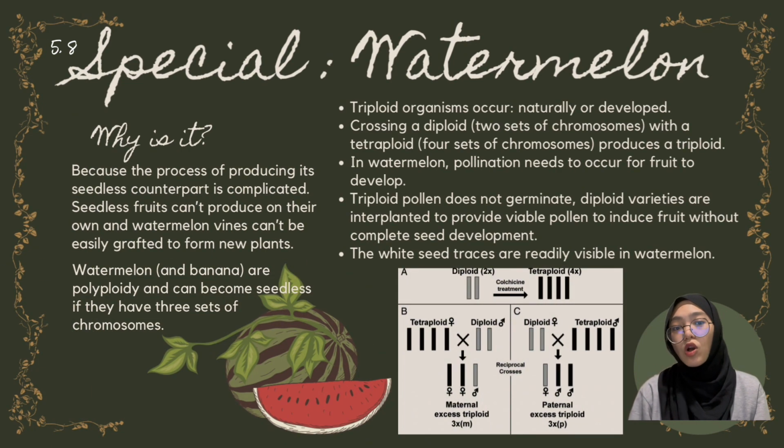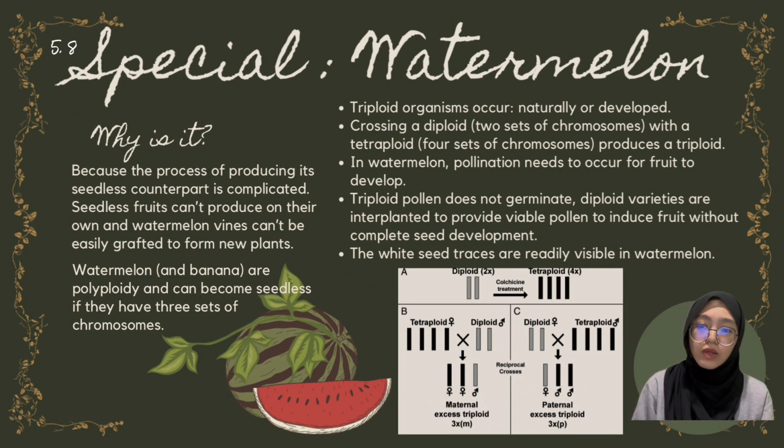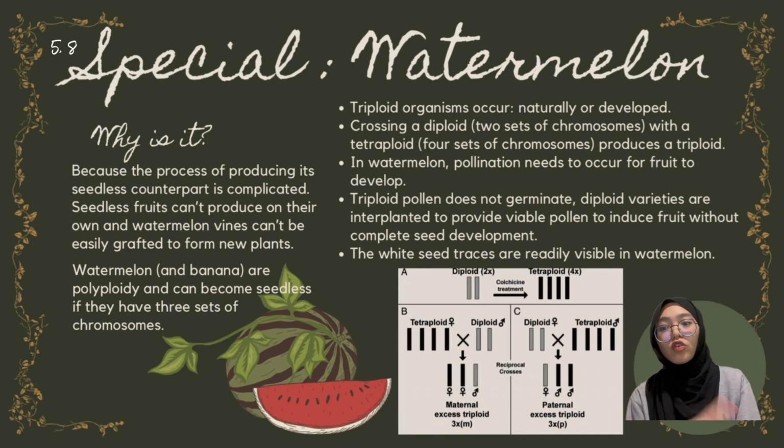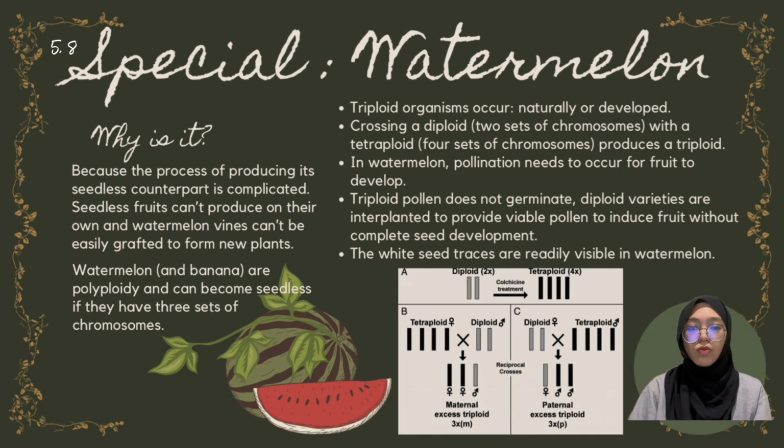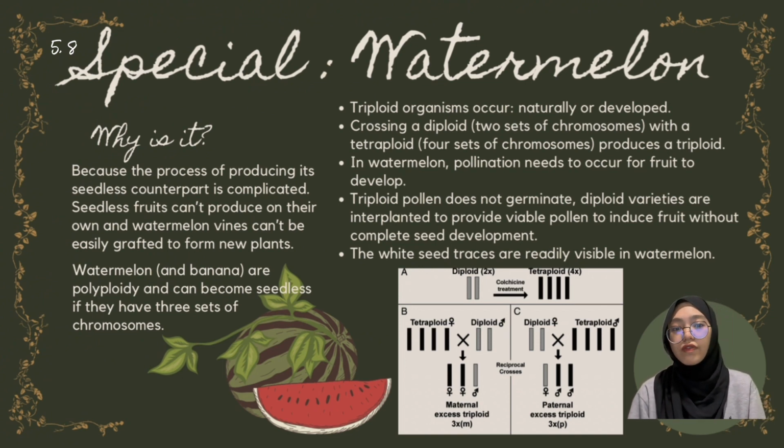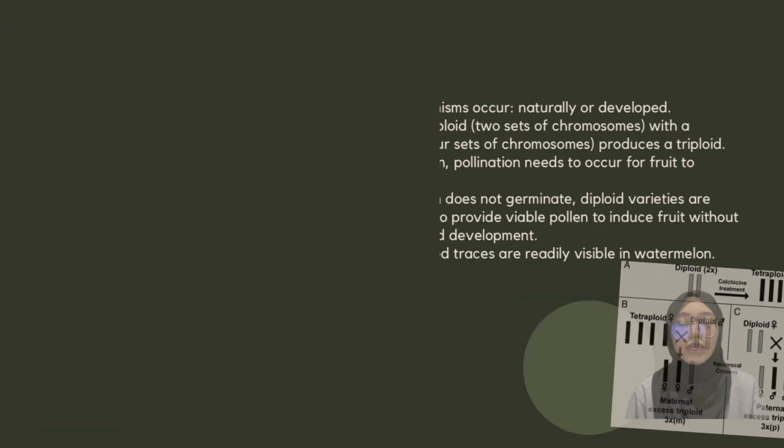Triploid organisms occur naturally or can be developed by crossing 2 sets of chromosomes with 4 sets of chromosomes to produce a triploid. In the case of watermelon, pollination needs to occur for fruit to develop fully, and since triploid pollen does not germinate, diploid varieties are interplanted to provide viable pollen to induce fruit without complete seed development. The white seed traces are readily visible in watermelon.